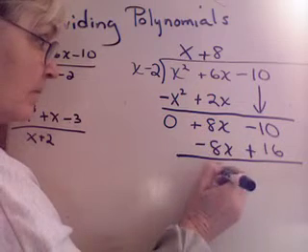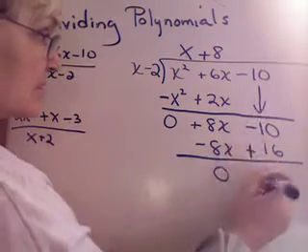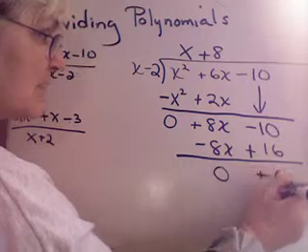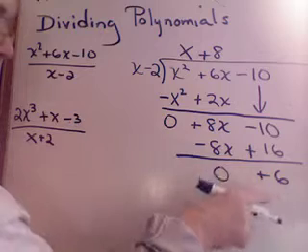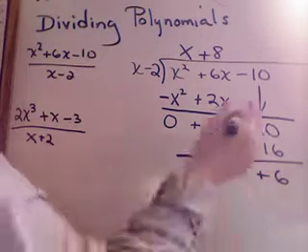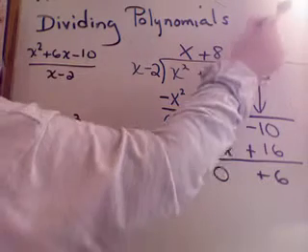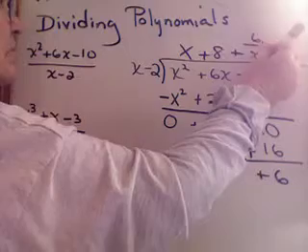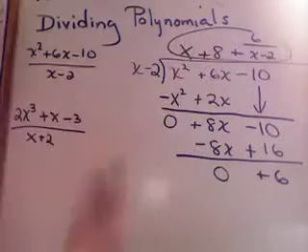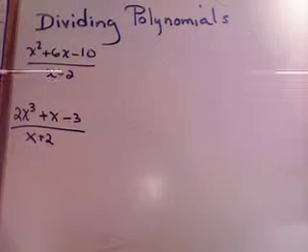Now I can add. First spot should always come up a 0. Negative 10 plus 16, plus 6. Go back here. Anything times x give me 6? Not likely. That means 6 is a remainder. So just put plus 6 over x minus 2. Final answer. How about that? Okay, let's try the next one.